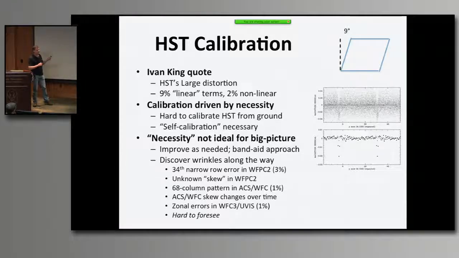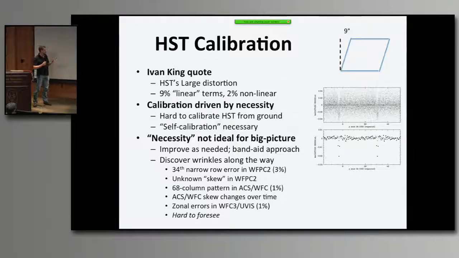With HST, it's huge. The linear terms are 9%. I mean, in a lot of the detectors, the x and y axes are off by 81 degrees instead of 90 degrees. And there's 2% nonlinear distortion. So across the 4,000 pixels of ACS, you have about 50 pixels of nonlinear distortion, which is huge, which means you can't really just look at one image and place it on top of another image. It's very hard to do these kinds of things.